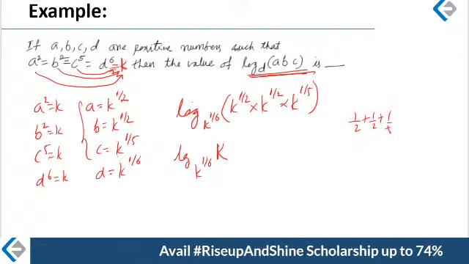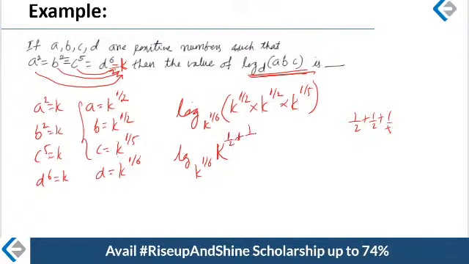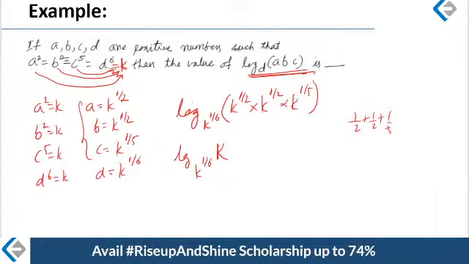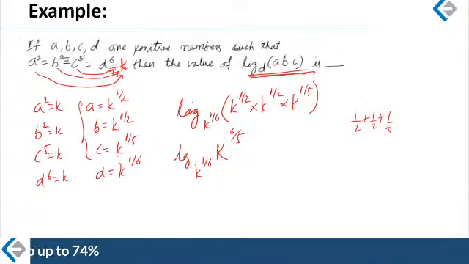Law of indices. This will become k raised to power 1 by 2 plus 1 by 2 plus 1 by 5. That's the law of indices. Now that will become 6 by 5. Everybody is clear about that. Therefore 1 plus 1 by 5, which is 6 by 5.